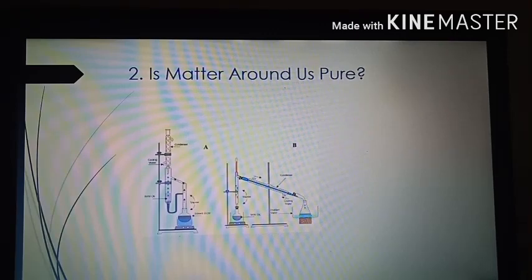We also learn about several other methods, like how can we separate a mixture of salt and ammonium chloride? How can we obtain pure copper sulfate from impure? Physical and chemical changes, and what are the types of pure substances, elements and compounds.